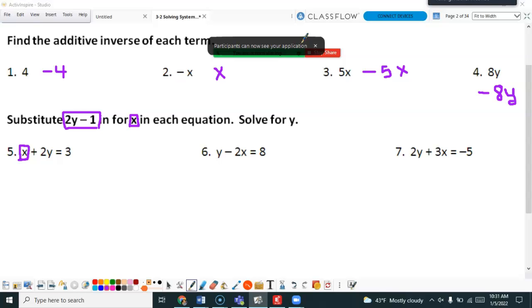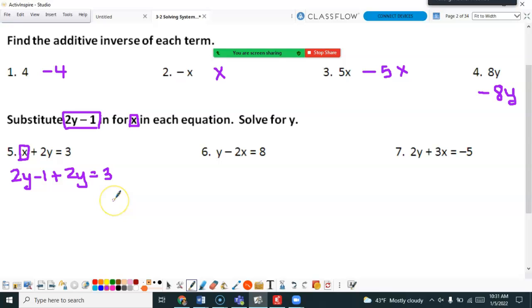So we have 2y minus 1 plus 2y equals 3. Combining like terms, 2y plus 2y is 4y. Minus 1 equals 3. Add 1 to both sides and you get 4y equals 4. Divide both sides by 4 and I get y equals 1. So again, our goal is to solve for our variable.